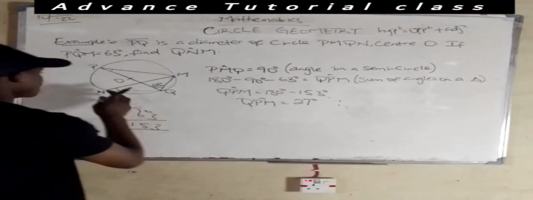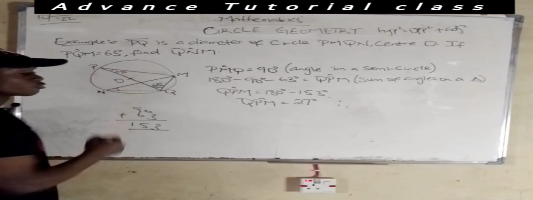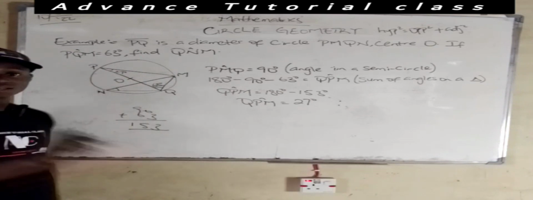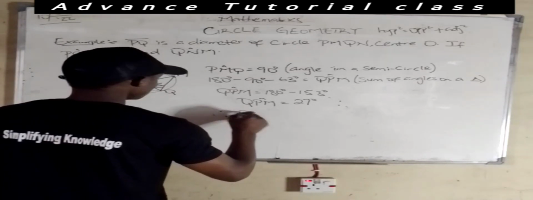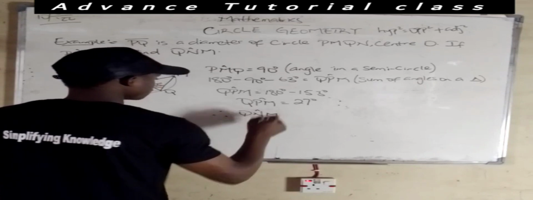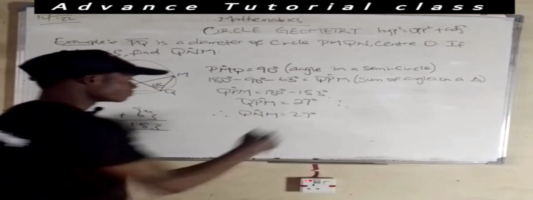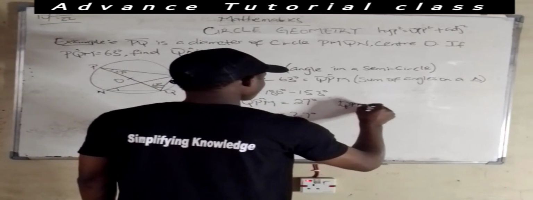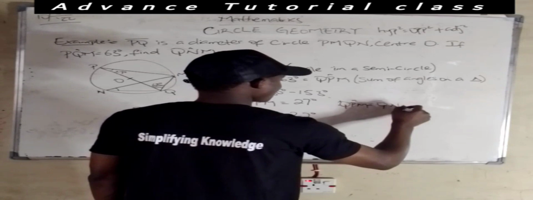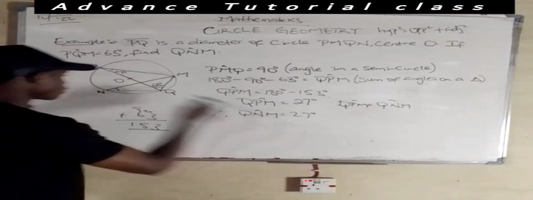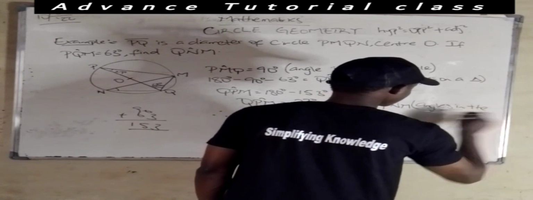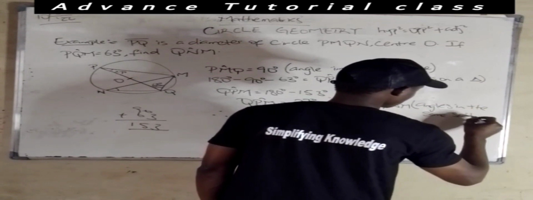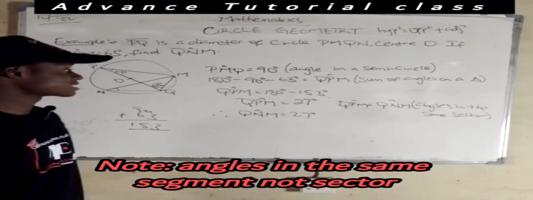So having 27 degrees over here, what is simply left for us is to equate it to this one. That's because there is a reason for that. Therefore QNM equals 27 degrees, because QPM equals QNM. Why does QPM equal QNM, you might want to ask? It is because they are angles in the same segment. That's another theorem we'll be studying in the next class. Angles in the same segment.